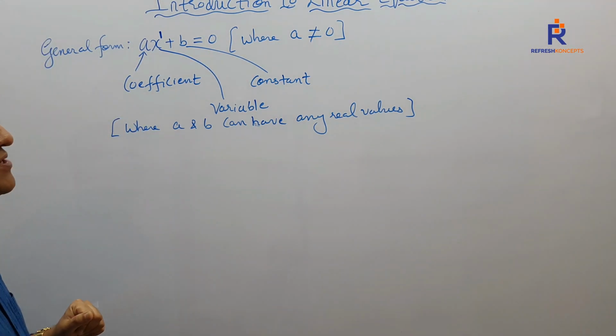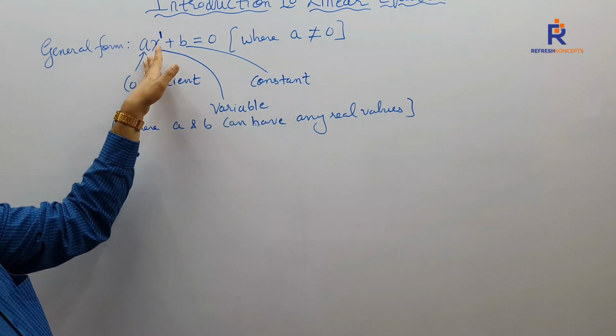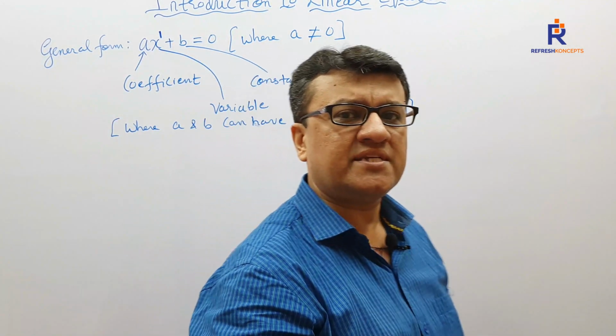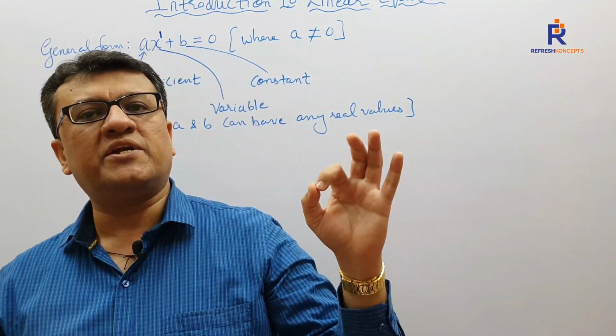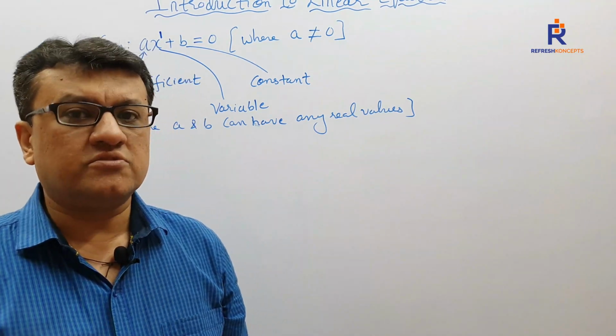One more thing you can extend this by saying is that the same expression can also be written as ax plus b equals c. Rather than 0, we can always have one more constant. It is not necessary that every time a particular linear equation will be equated to 0. No, not necessary. It can be equated with any constant also, right?